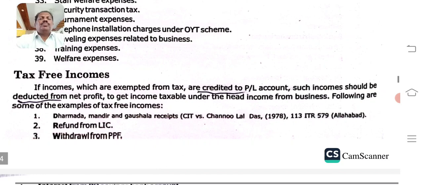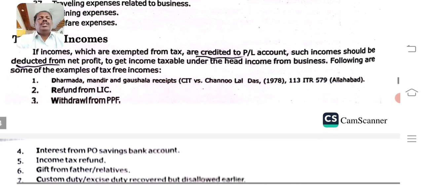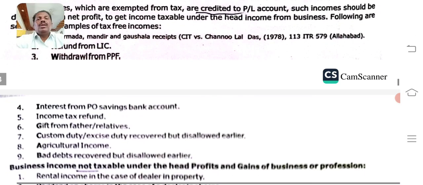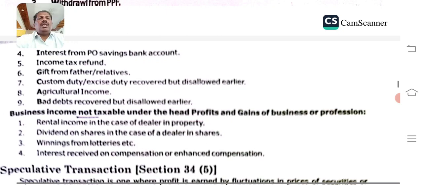Next, tax free incomes. If incomes which are exempted from tax are credited to P&L account, such incomes should be deducted from net profit to get income taxable under the head income from business. Following are some of the examples of tax-free incomes: Dharmada, Mandir, Goshala receipts, refund from LIC, even withdrawal from PPF, interest from post office savings bank account, even income tax refund, gift from father relatives, customs duty, excise duty recovered but disallowed earlier, agricultural income, even bad debts recovered but disallowed earlier.